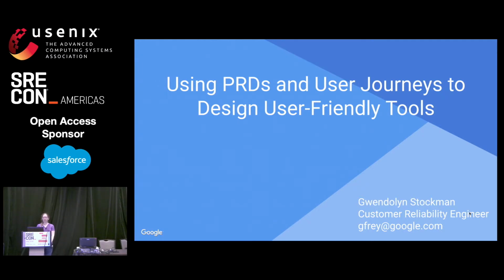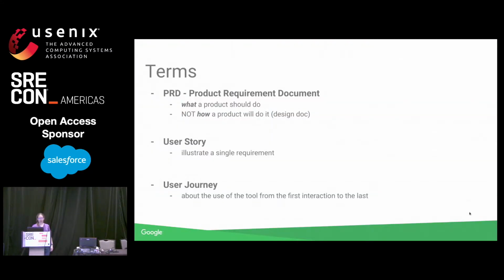First, I'm going to go through a few terms to make sure that we are all on the same page. PRD, Product Requirement Document. It should tell you what a product should do, what you want the product to do, but not how to do it. You should be able to give it to a friend or a peer, and they should be able to come away understanding, hey, this tool is going to be created, this is what it's going to do, but they should not have any clue of how it's going to be done. All of the how and the specifics belong in the design document.